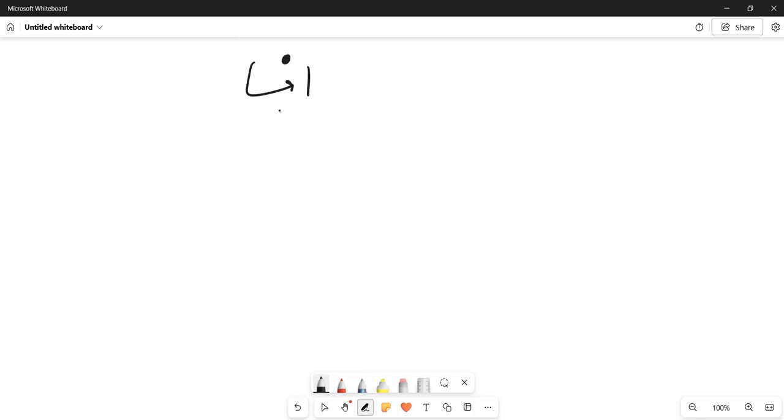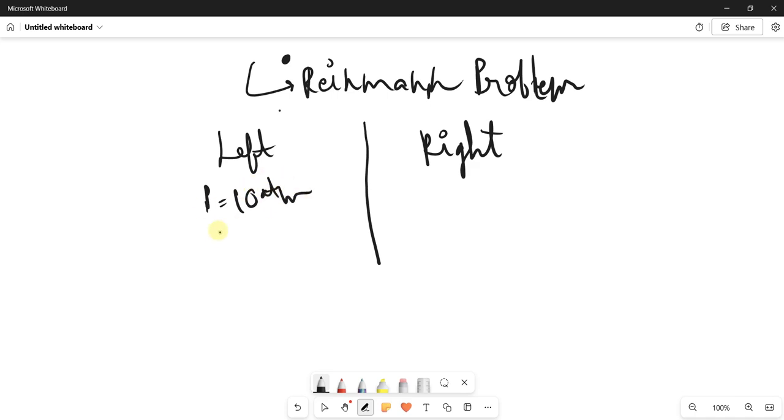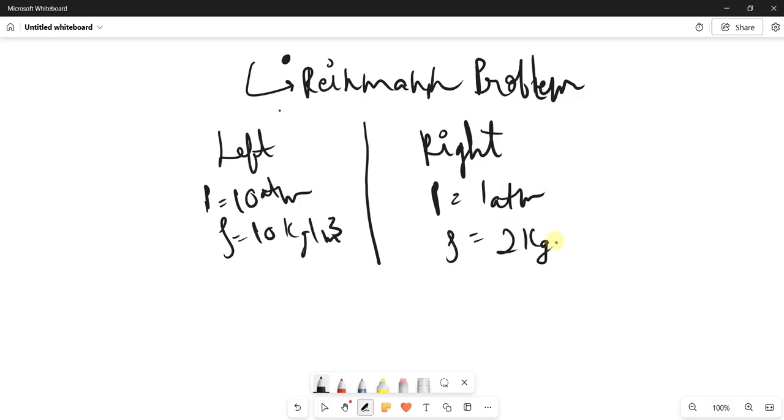So this is the Riemann problem. What is this? It's a very classical theoretical problem. Imagine there's a wall here. I call this the left side, and I call this the right side. Here I have the parameters: suppose pressure is 10 atm, and rho is 10 kg per meter cube. Here P is equal to 1 atm and rho is equal to 2 kg per meter cube.